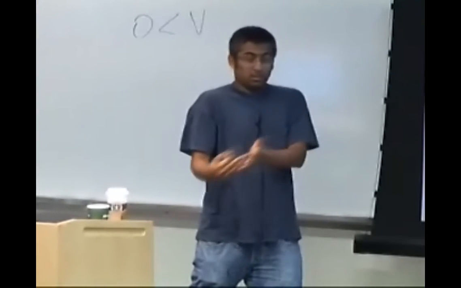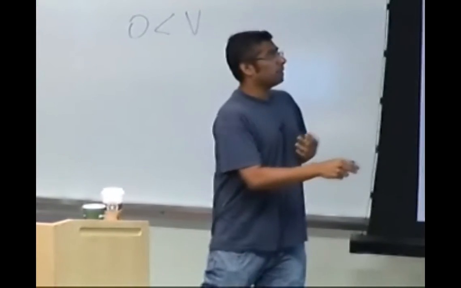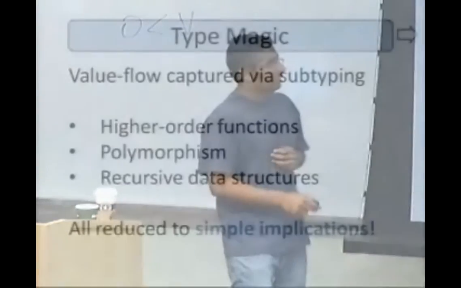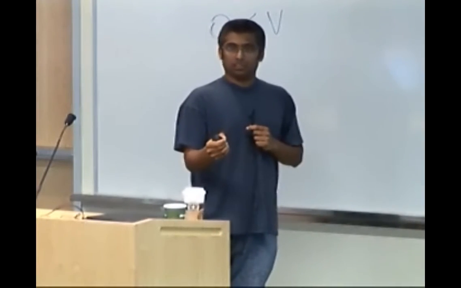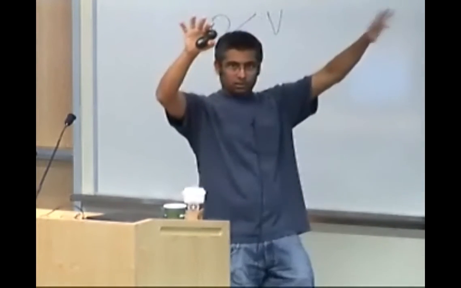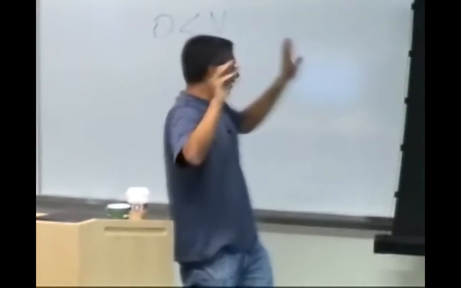A function takes another function as input. Polymorphism, things like generics. And finally, recursive data structures. All these things, they all just crunch down to these very simple implication constraints. Because the way subtyping works is you have some very complicated type.